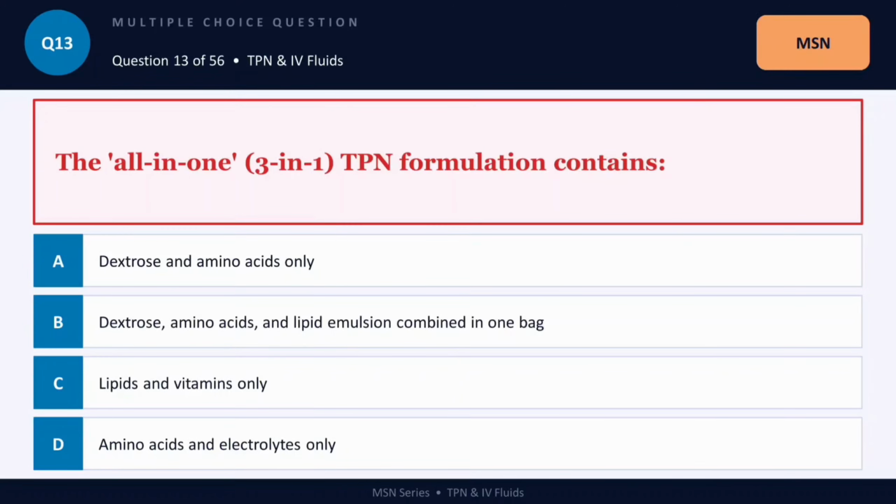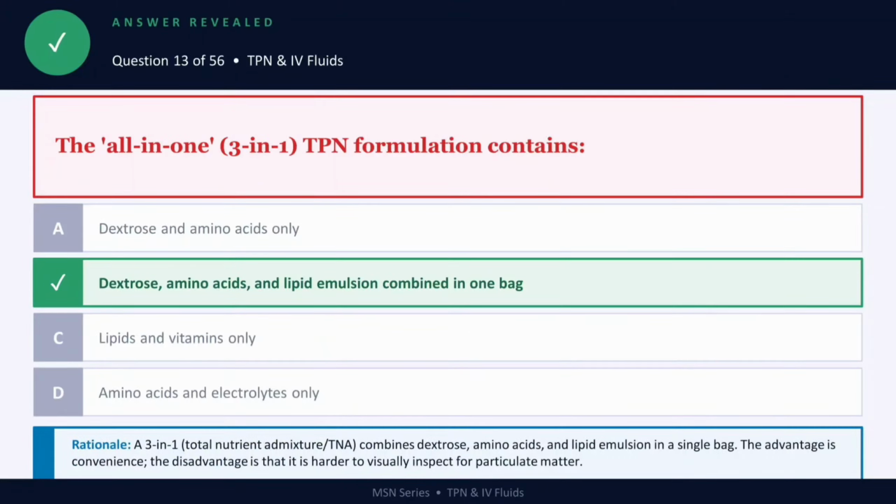Question number 13. The all-in-one or 3-in-1 TPN formulation contains option A. Dextrose and amino acid only. Option B. Dextrose, amino acids and lipid emulsions combined in one bag. Option C. Lipids and vitamins only. Option D. Amino acids and electrolytes only. The correct answer is option B.